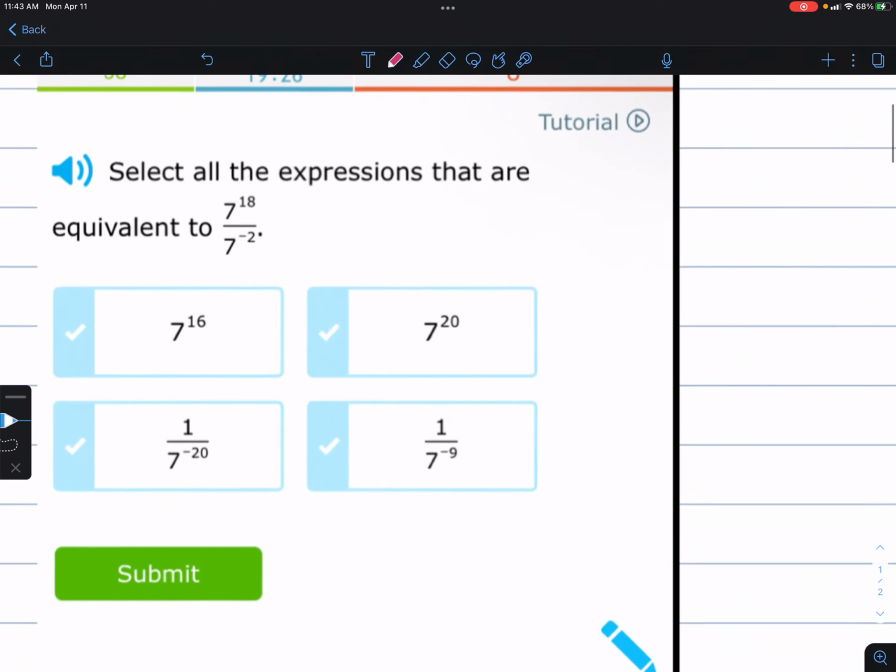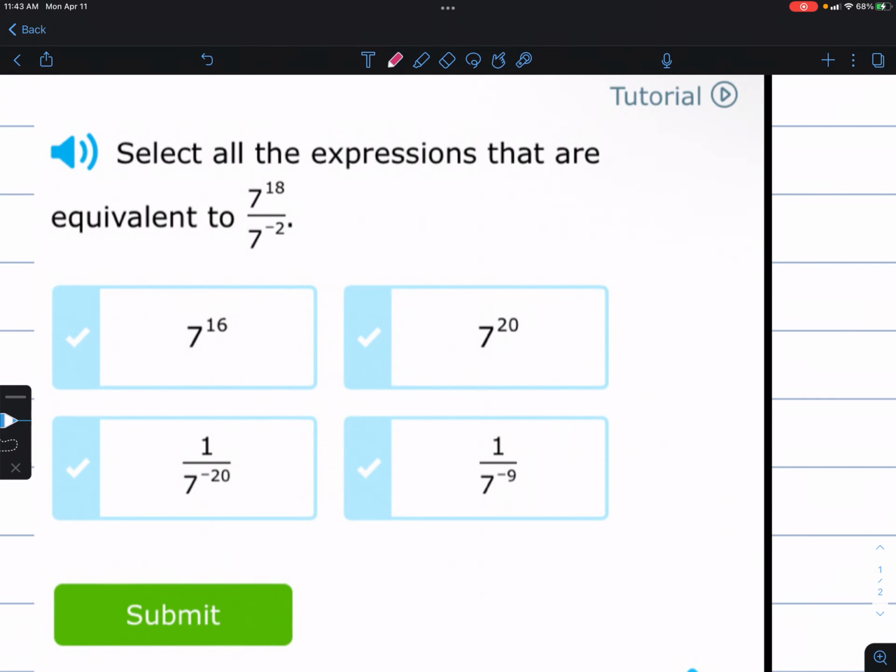So we take a look here. It says select all the expressions that are equivalent to 7 to the 18th power over 7 to the negative 2 power. Because it does say select all, there's a high chance that there are multiple possible answers here.